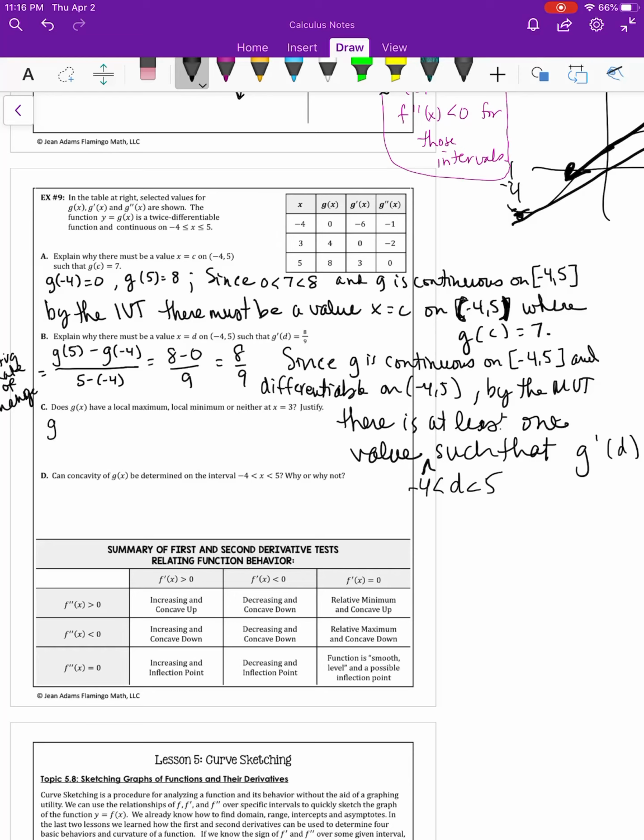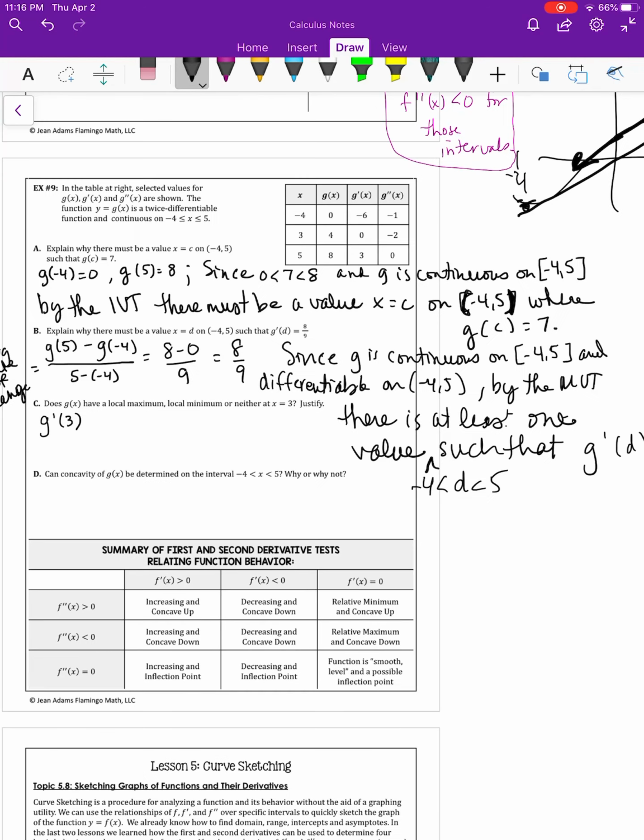So we're going to be looking at g prime of 3. And if I go to the chart, my g prime of 3 is 0.